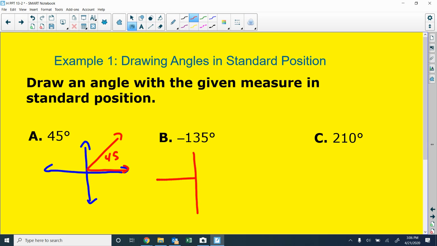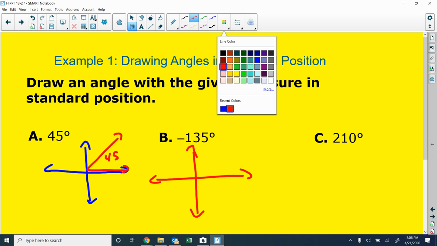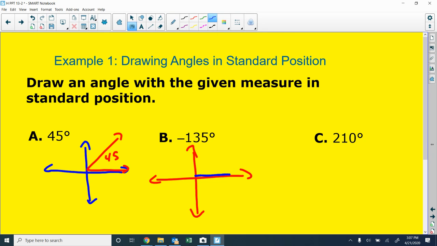Let's do another one. This time negative. So negative, we're still starting with our initial side here. That would be negative 90. And we're just approximating here, negative 135. You don't need to get out a measuring device and try to do it exactly.